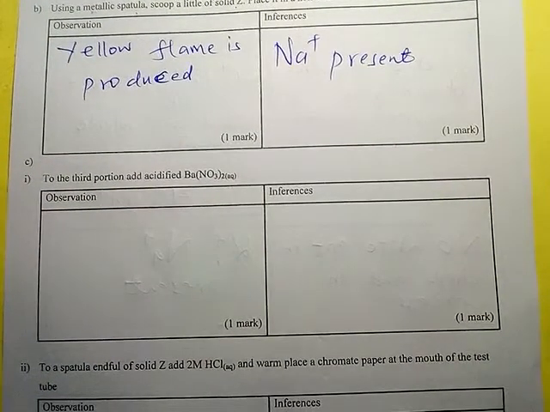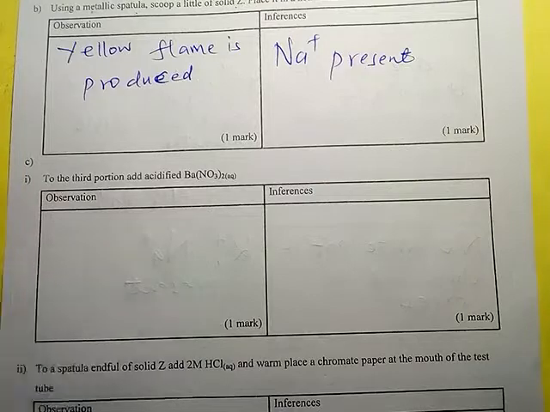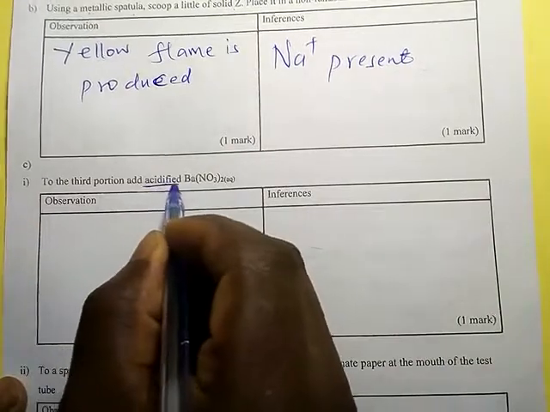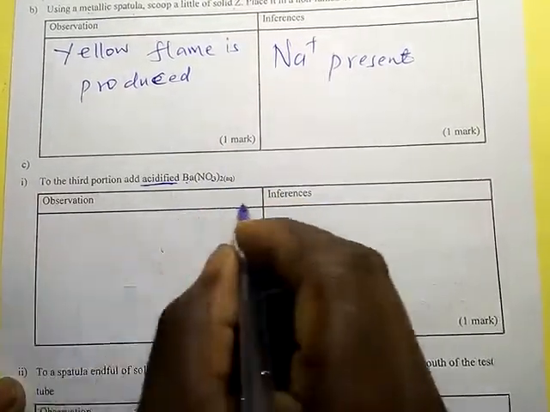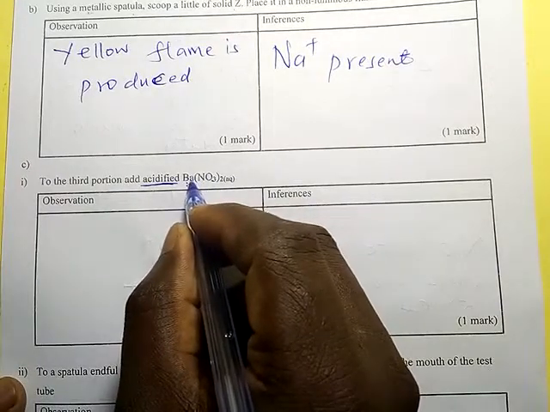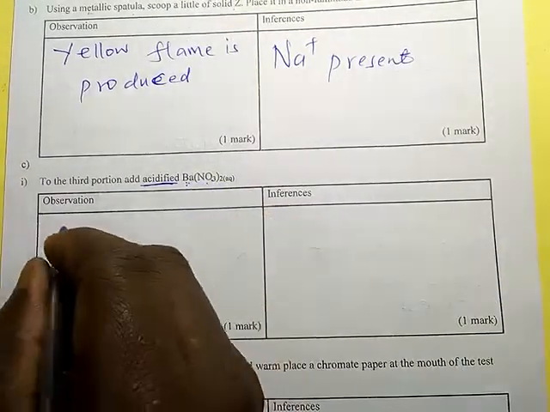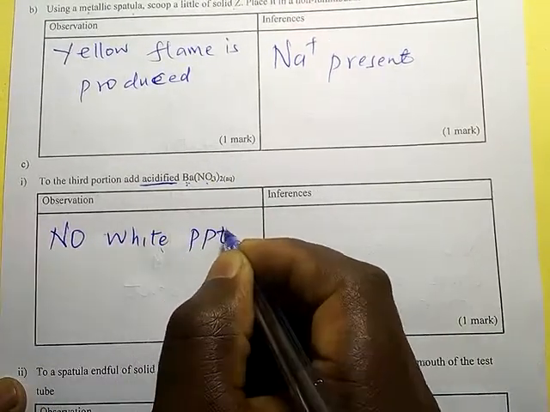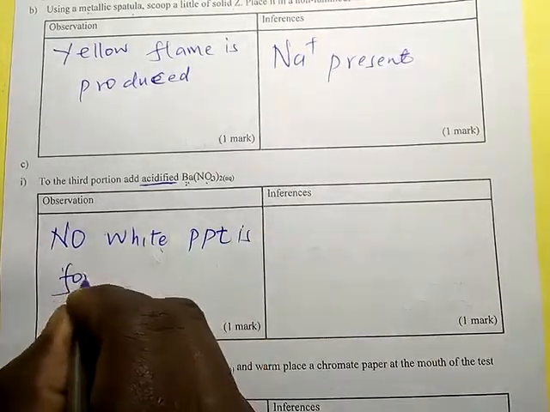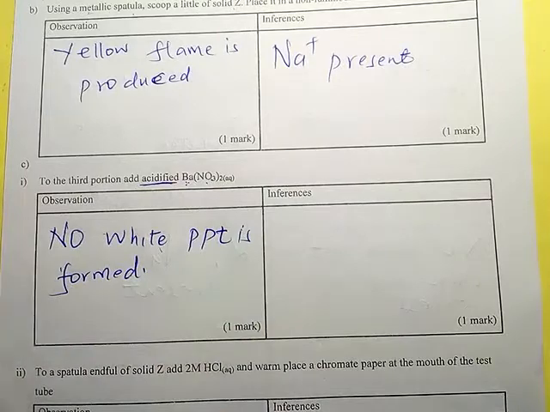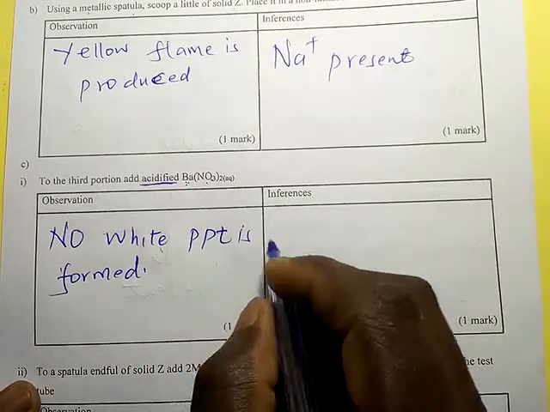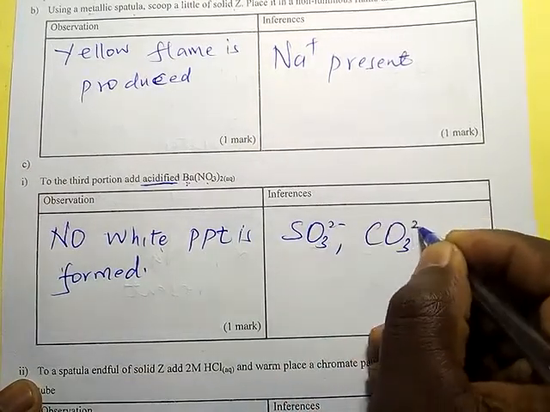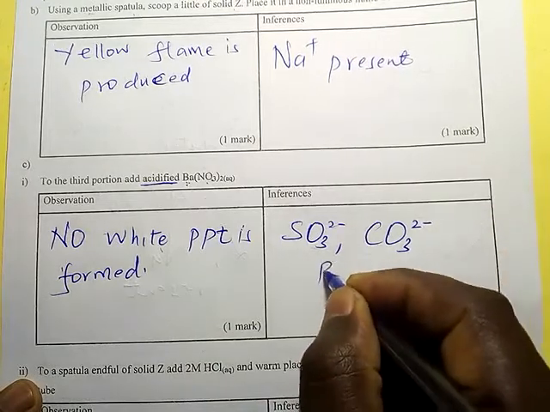To the third portion, add acidified barium nitrate. We are adding acidified barium nitrate. Acidified, mark that. So we expect a white precipitate when we are adding barium nitrate, right? But here there is no white PPT. No white PPT is formed. So if no white PPT is formed, I want to shock you by writing that SO3 2 minus, carbonate, minus is present.